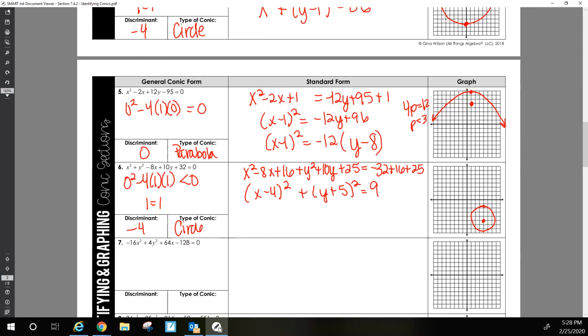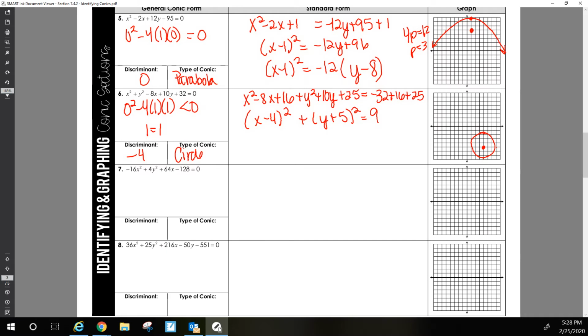All right, number 7. I see x squared and y squared. I see one's positive, one's negative, so I'm thinking probably a hyperbola. Let's check it out. 0 squared minus 4 times my a value, which is negative 16, times my c value, which is 4. Negative 4 times 4 is negative 16, times negative 16 is going to be positive 256, which is greater than 0. So discriminant is 256, bigger than 0, so we're talking about a hyperbola.